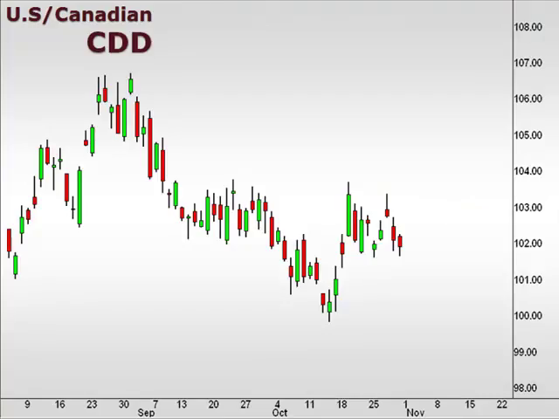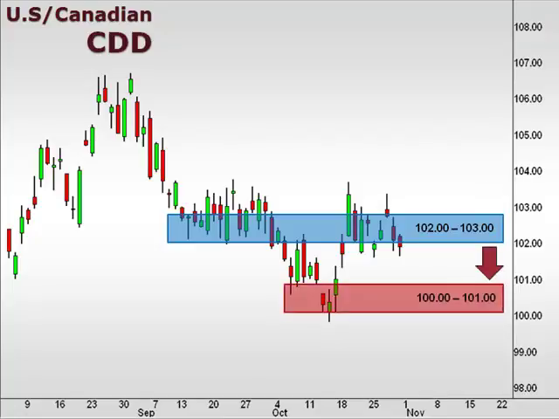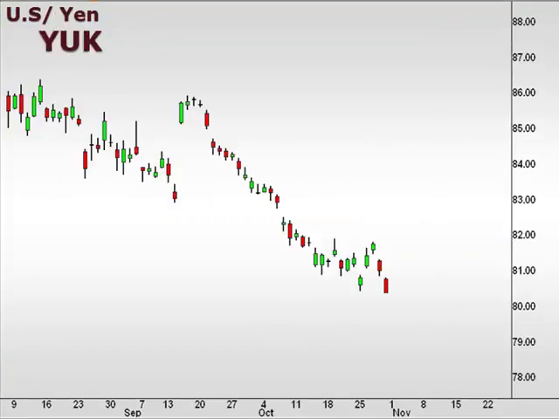Let's take a look at the CDD, the US versus the Canadian dollar. Well, the bull flag we observed last week still remains intact, lending credibility to a push higher for the US dollar against the Canadian dollar. However, the pair did slip lower last week to test 102 once again for support. As long as the pair can hold here, we are looking for a push higher. However, failure to hold 102 opens the window for a move back down towards 100, or a US Canadian dollar par.